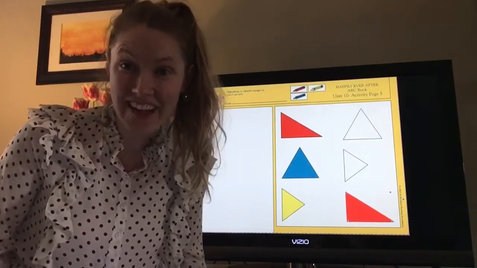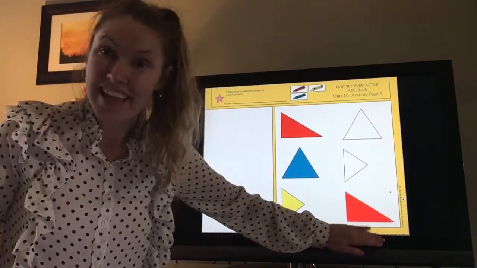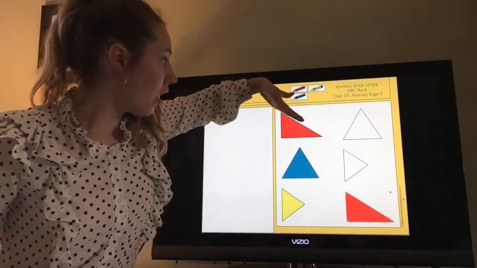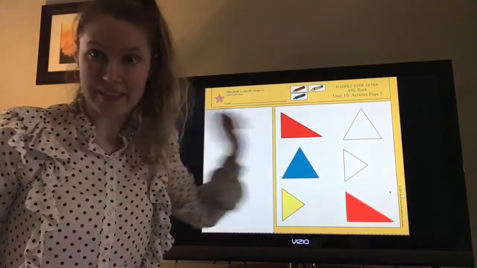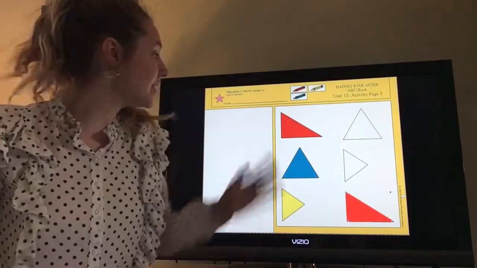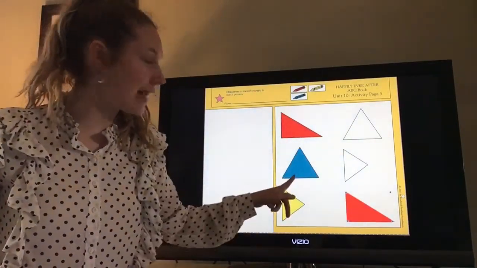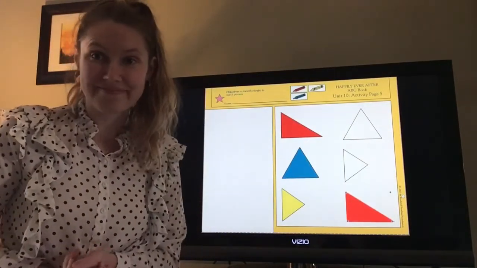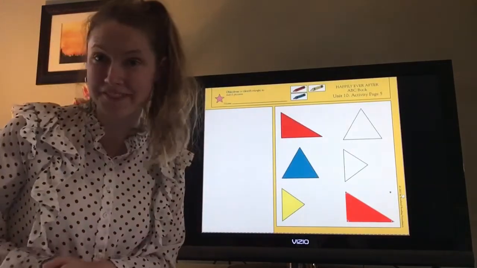All right, did you figure out which triangle matched? It was the one on the bottom. That triangle matches this triangle. See, they both have a long diagonal line on the top to a pointy bottom at the end. So that one matched, so I colored it red. Let's do the same thing with our blue triangle here. Which one of these 2 triangles matches the same shape as this blue triangle? Which looks the same? Go ahead and color the one that matches the blue triangle blue.